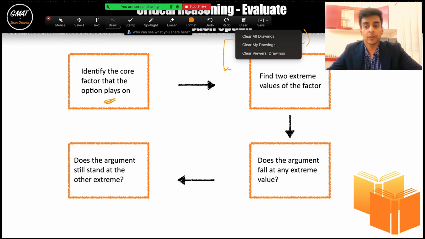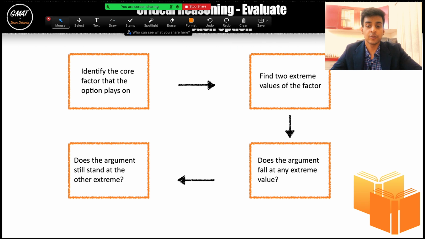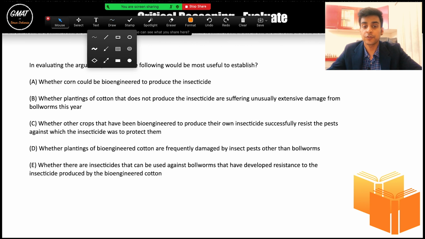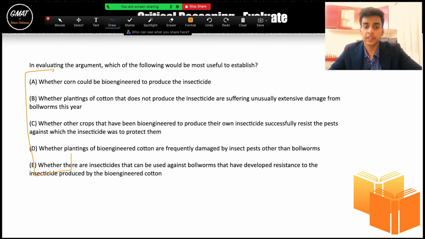Within evaluate questions, if we go ahead to our options, you'll notice that we have all the options as questions. This wouldn't always be the case, maybe 99% of the time. There are certain exceptions. But evaluate usually has questions, right? And questions have answers. That's the very nature. So what we want to do with evaluate is come up with extreme answers.